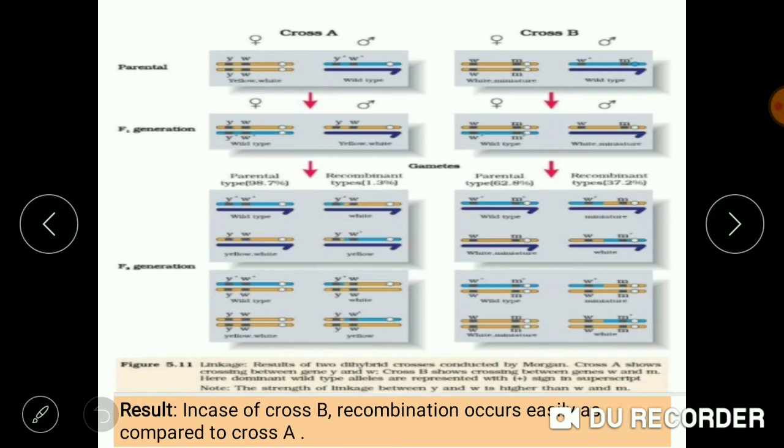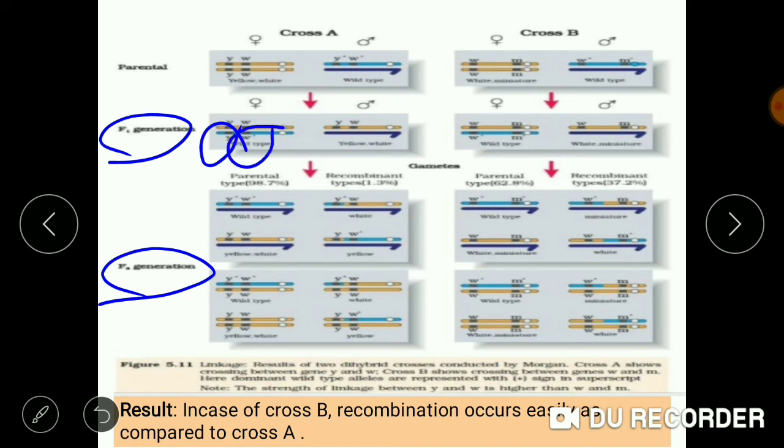W for white and M for miniature, while the plus symbol shows the wild type. Now, on performing cross A and cross B, the results they have obtained are that, in the F1 generation and after that in the F2 generation, the genes which were tightly linked, as you can see Y and W are tightly linked, and W and M in cross B are not so tightly linked, they are not so closely related.